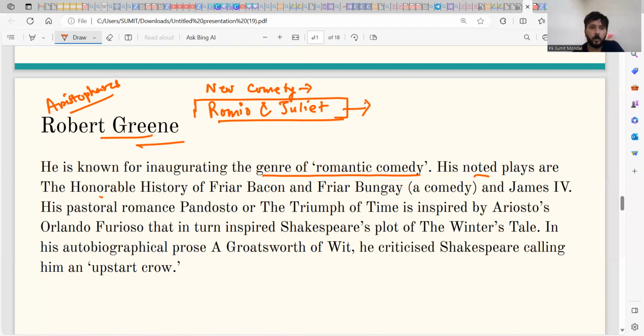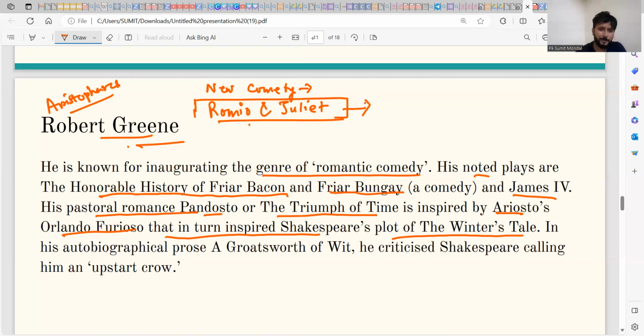Noted plays you can see: Honorable History of Friar Bacon and Friar Bungay, James IV. Pastoral romance you can see: Pandosto, or The Triumph of Time, which was inspired by Ariosto's Orlando Furioso. Ariosto was an Italian writer, and Orlando Furioso is a very important epic sort of writing. Okay, and it actually inspired Shakespeare's plot of The Winter's Tale. So how we can see the literary reception: Ariosto to Robert Greene to Shakespeare.